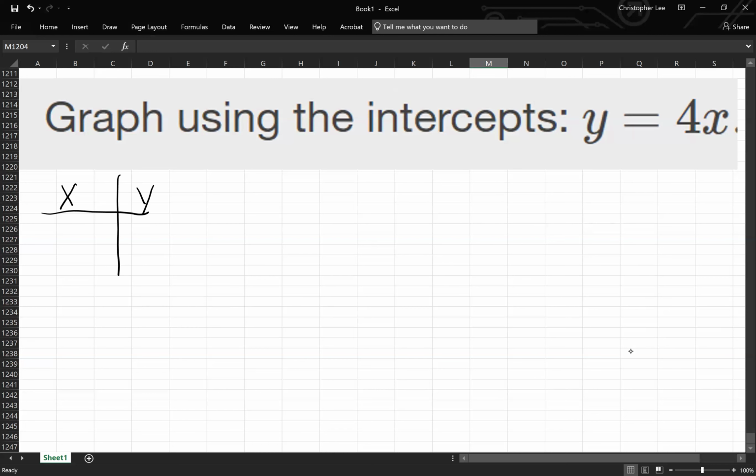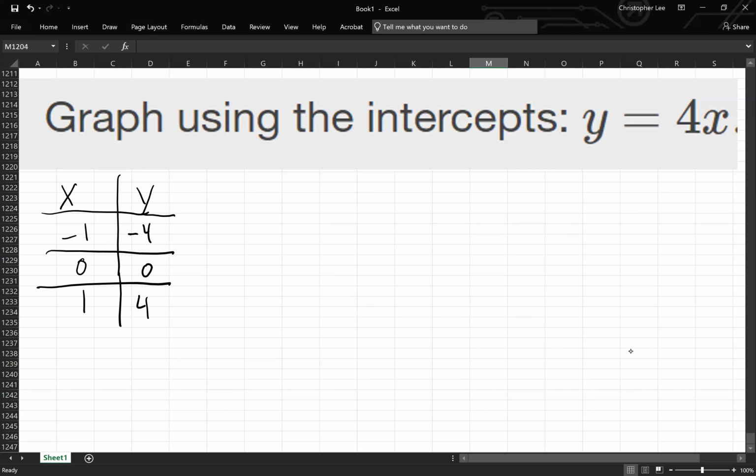I want to make a table of values, right? I'm gonna plug in some numbers. You already know my favorite: -1, 0, and 1. And then let's see. -1 times this is -4. 0 times that is 0. 1 times this is 4. We on the same page?